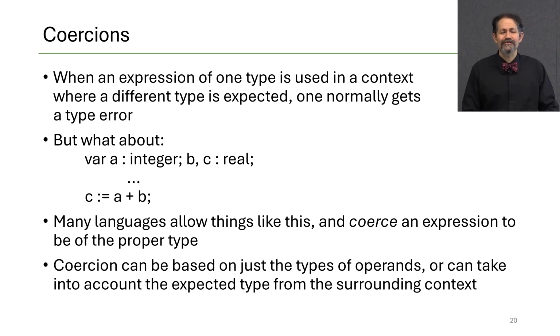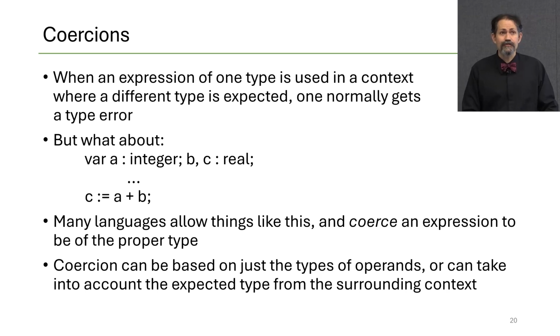Let's talk about coercions. When an expression of one type is used in a context where a different type is expected, one normally gets a type error. But consider the following example. We have a variable a of type integer and variables b and c of type real. We're assigning c the value of a plus b. Many languages allow this, and they'll coerce an expression to be of the proper type.